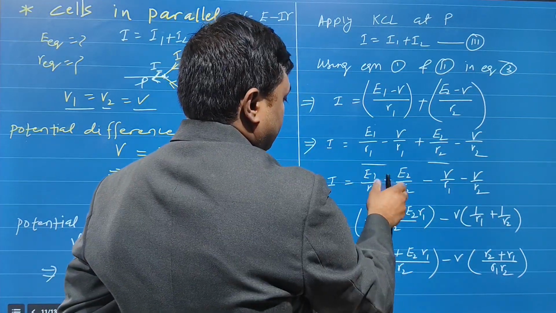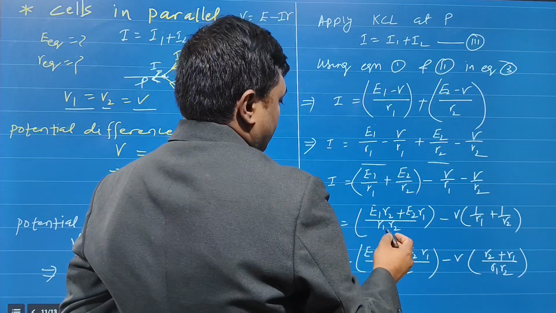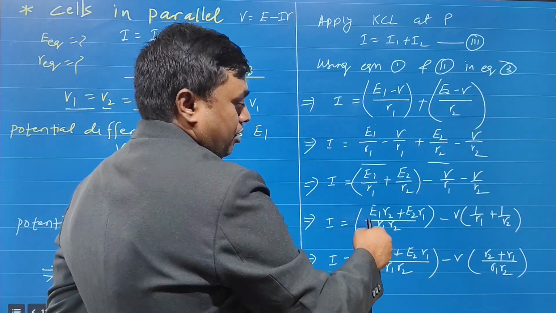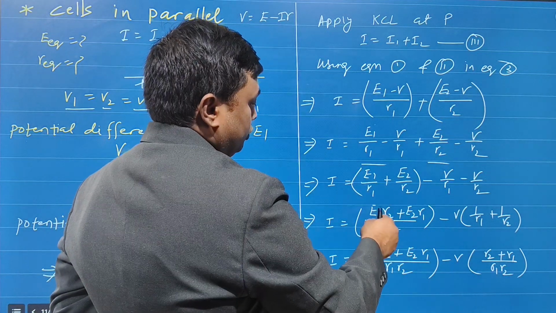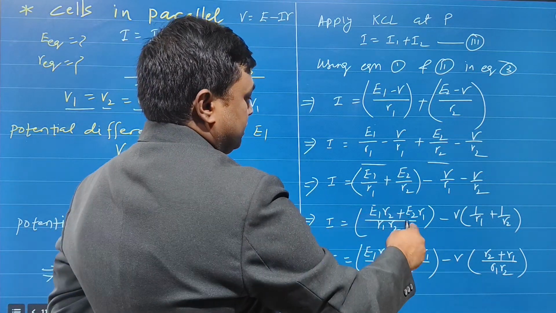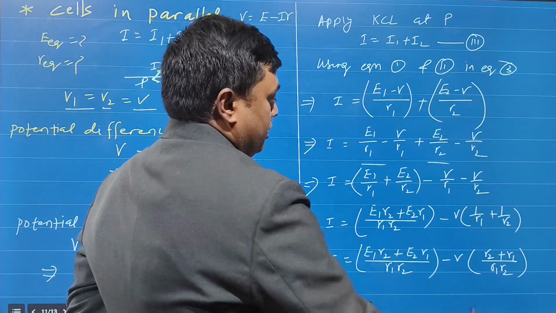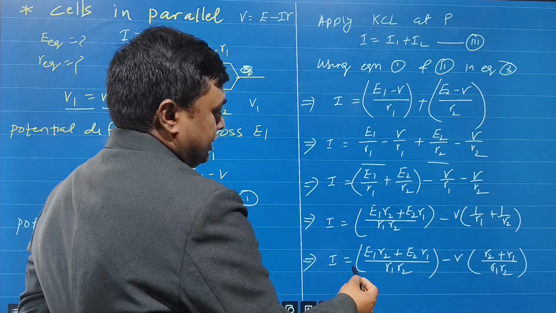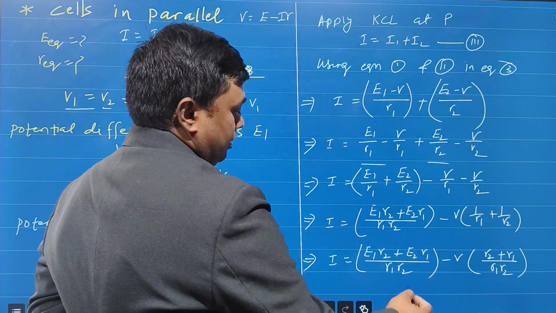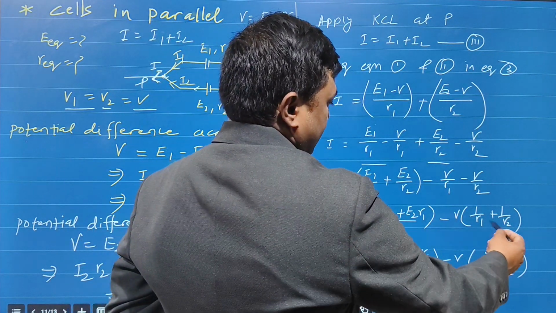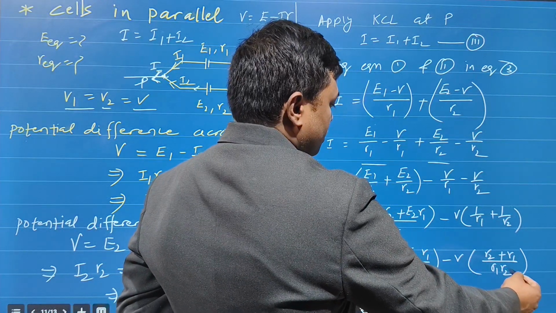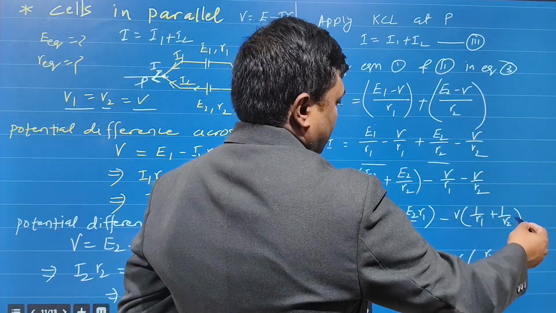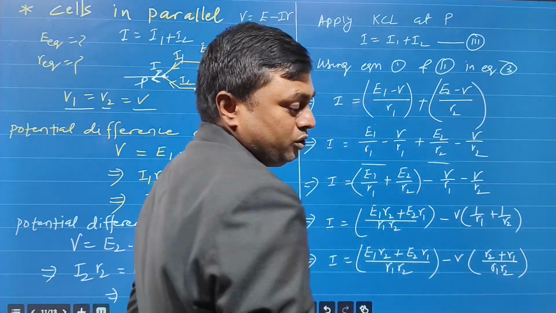Or you can just solve this one. I is equal to, take R1 R2 as the LCM. R1 R2 divided by R1 gets cancelled, so you get R2 into E1, E1 into R2. Similarly plus E2 into R1, by R1 plus R2, minus V, you take out 1 by R1 plus 1 by R2. So I is equal to E1 R2 plus E2 R1 by R1 plus R2, minus V times, taking R1 R2 as LCM, R1 gets cancelled, R2 into 1 is R2, similarly R2 gets cancelled, R1 into 1 is R1. Yes or no?